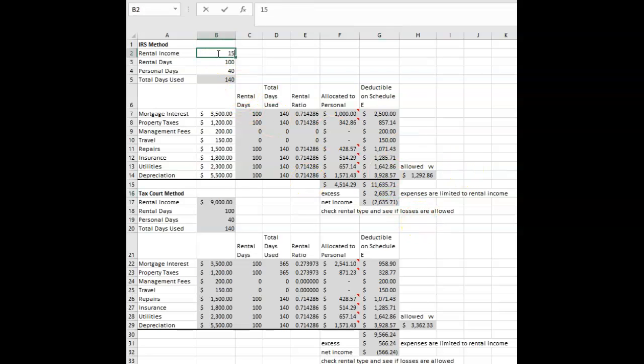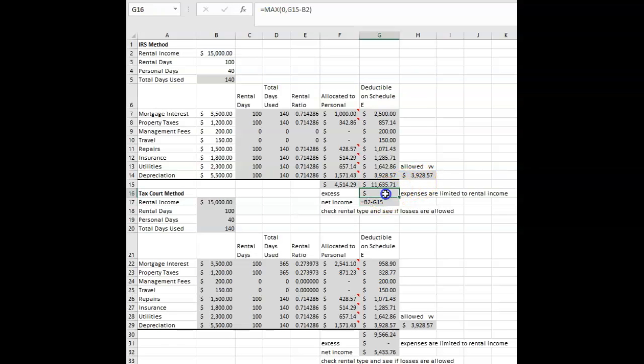So the excess is $2,635.71. Again, if I put this back over here at 15,000, now it's going to show 0, because 0 is greater, because it would be a negative number. If you took G15 minus B2, you're going to get a negative number, so I don't want a negative number. So it's set up to tell me the max of either 0 or G15 minus B2. And then the net income is simply the rental income minus the expenses.